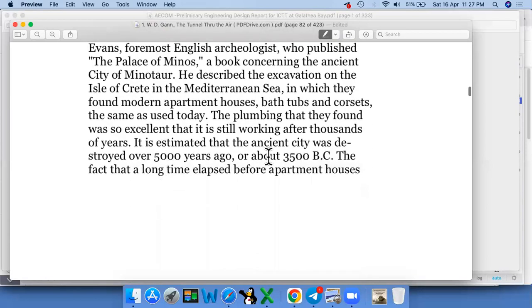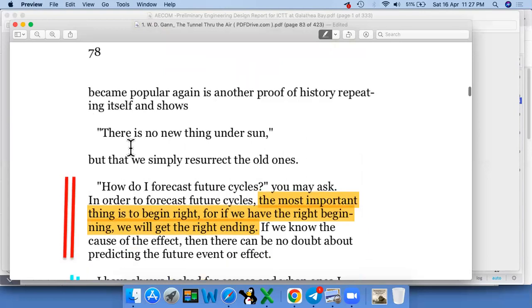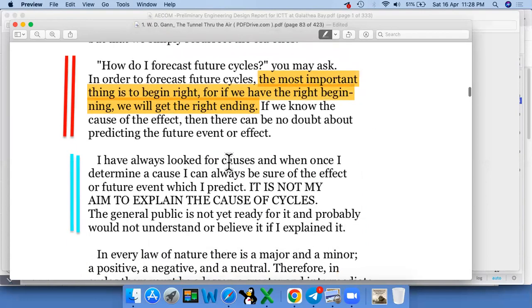Some notes about this article. Again, it talks about various cycles, right? There is no new thing under the sun, but that we simply recorrect the old ones. How do I forecast future cycles, you may ask. In order to forecast future cycles, the most important thing is to begin right. For if we have the right beginning, we will get the right ending. I've always looked for causes, and when once I determine a cause, I can always be sure of the effect or future event which I predict.